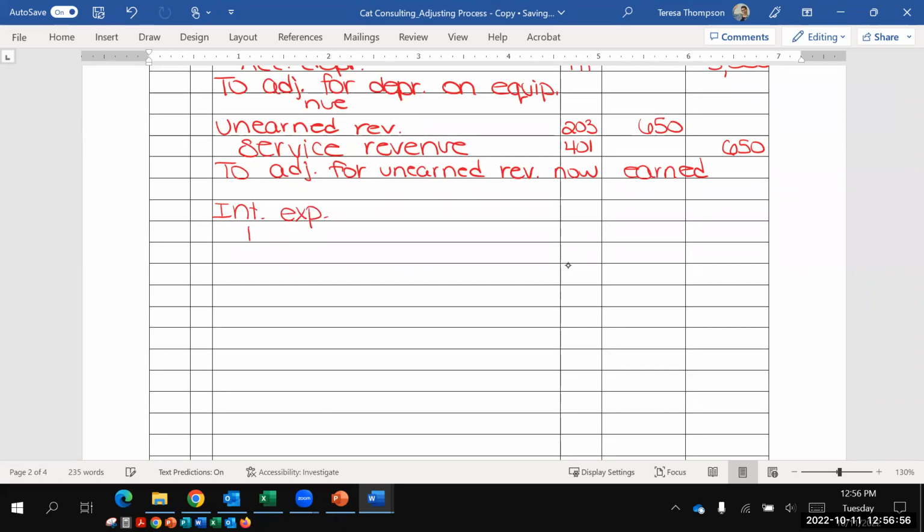Interest expense and interest payable to accrue for interest on loan. We have a bank loan. And the interest was $75 that we owe for the period.